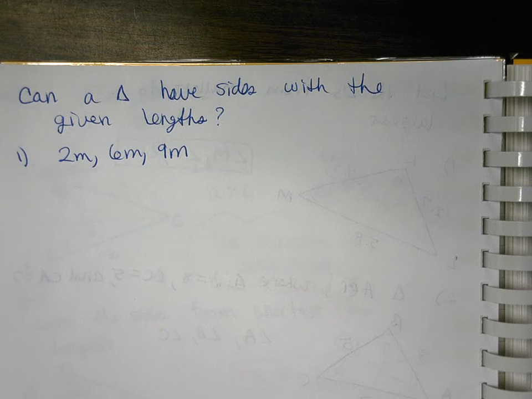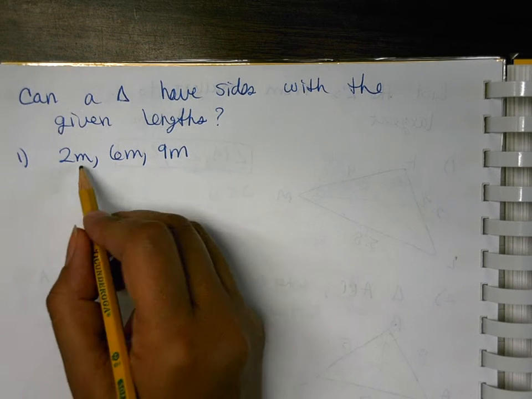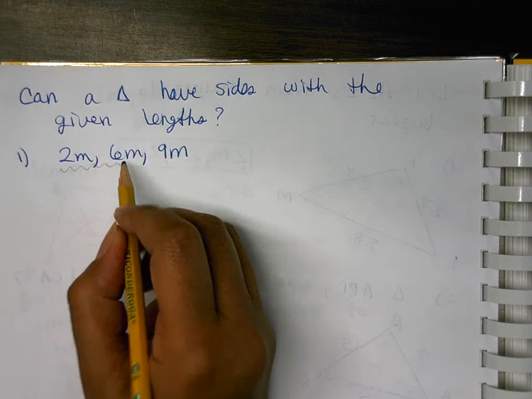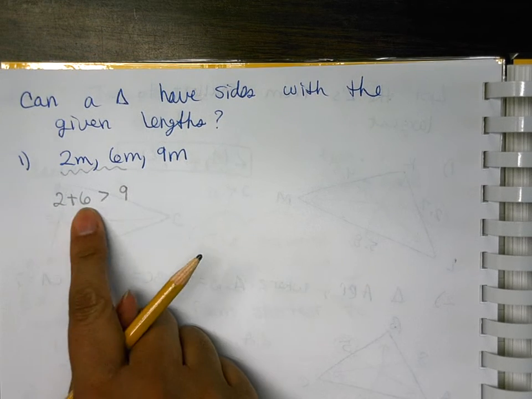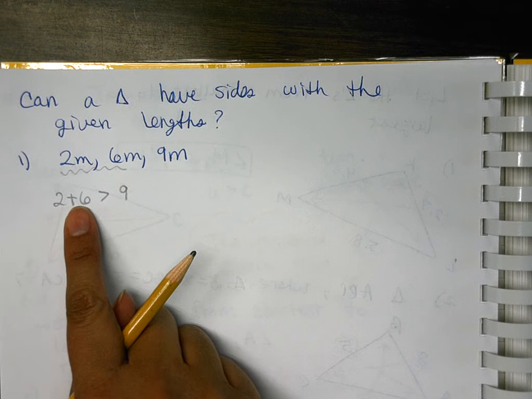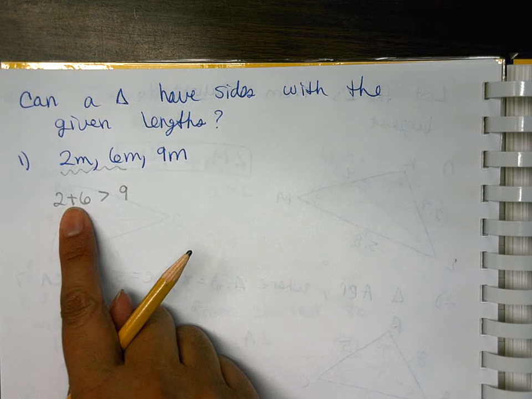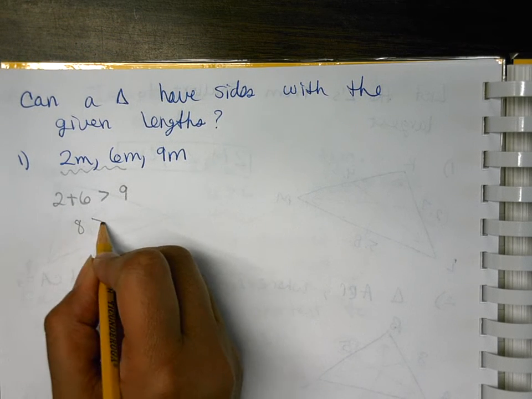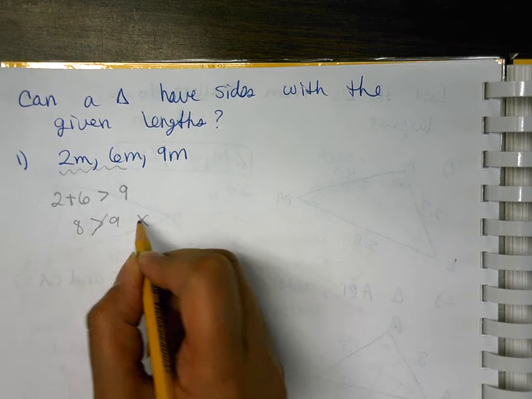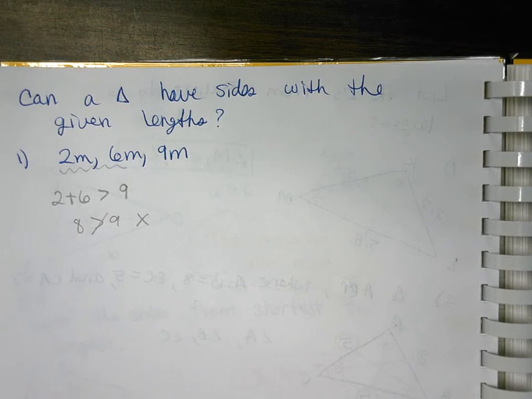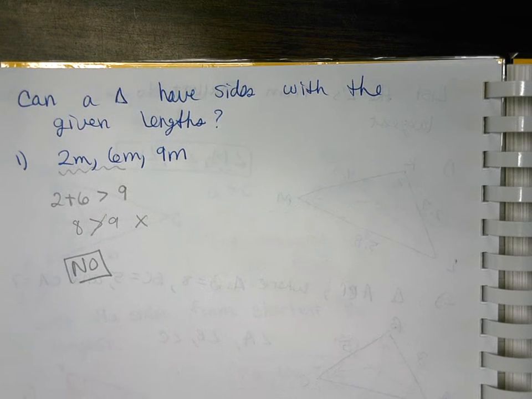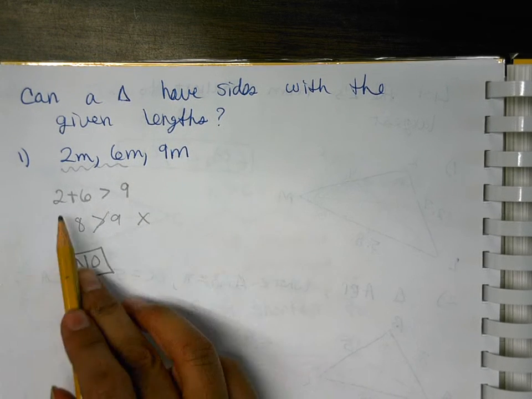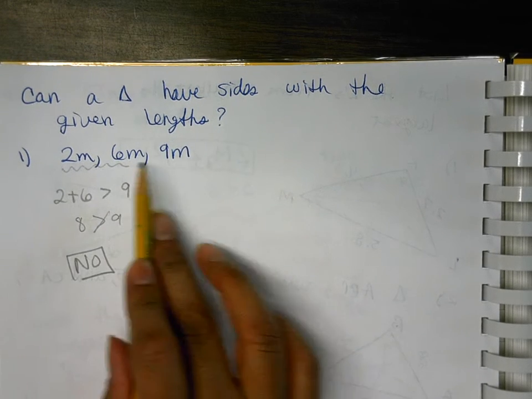All right. I'm going to add the first two together first. 2 plus 6 must be greater than 9. What's 2 plus 6? 8. That's 8 must be greater than 9. Is 8 greater than 9? No. So is this answer yes or no? This is a no. It did not work. Why? Because the sum of any two sides must be greater than the third, and 2 plus 6 is not bigger than 9.